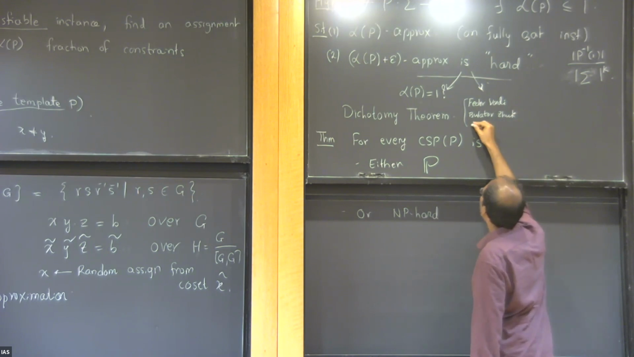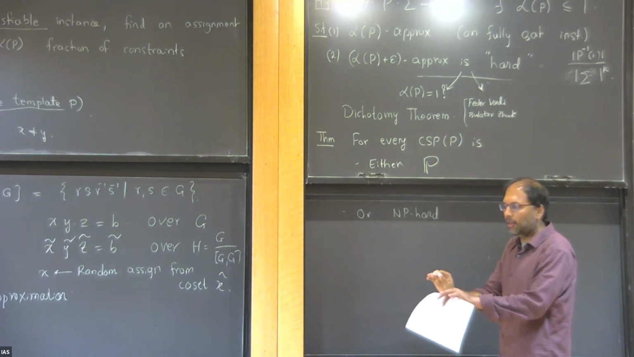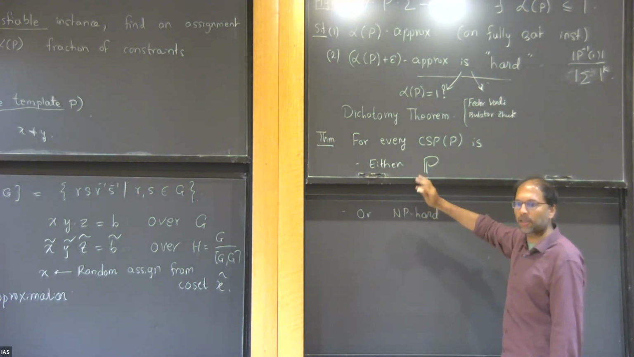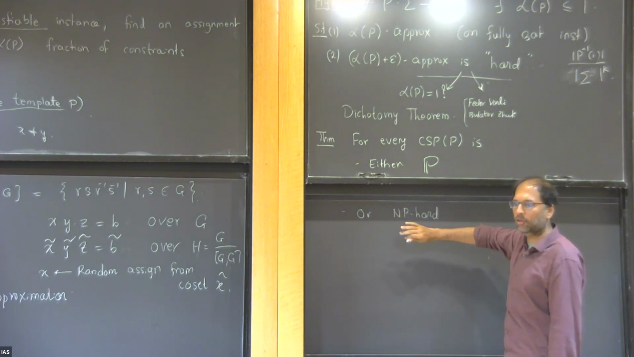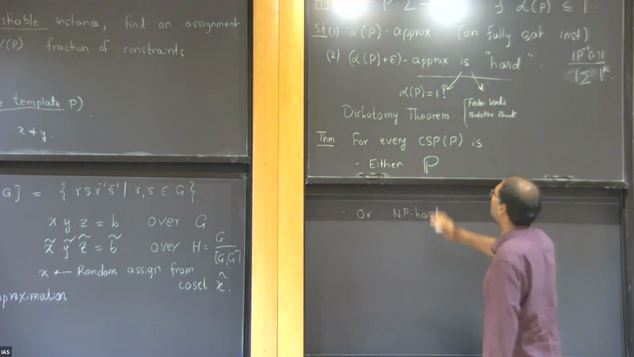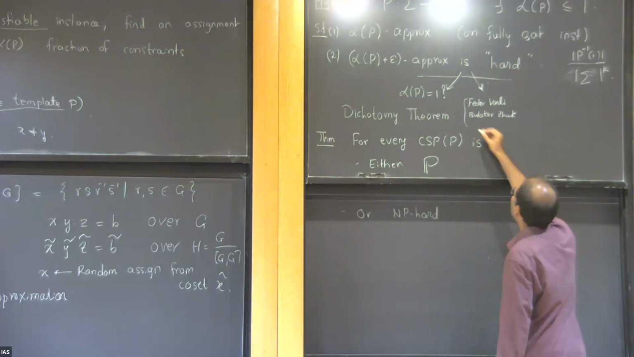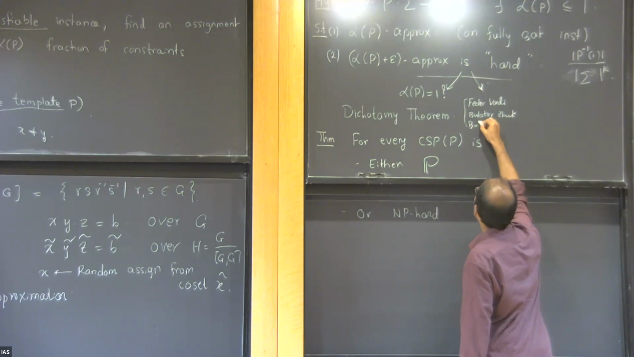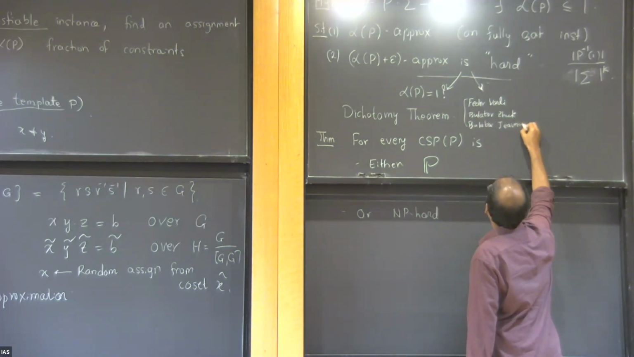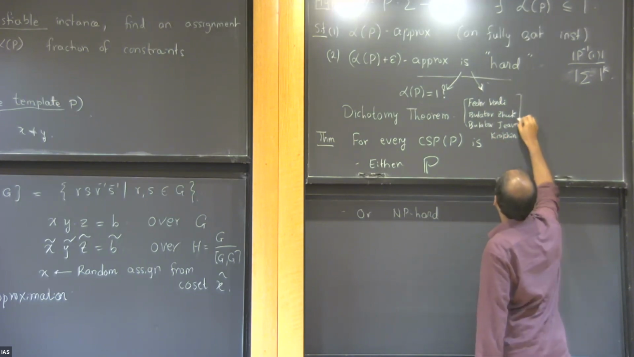And in fact, it says something more. You can even, in a somewhat indirect way, detect which CSPs are in P and which ones are NP hard. So the classification is more meaningful than just saying abstractly it is here or there. And that particular characterization was also conjectured by Bulatov, Jeavons, and Krokhin. I'll state that characterization as well.